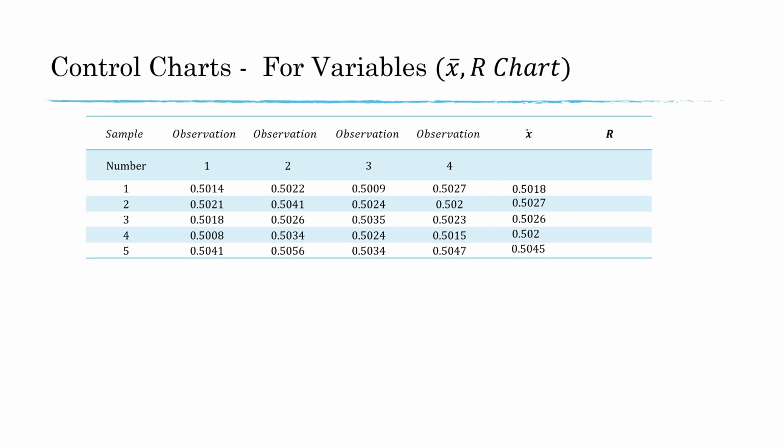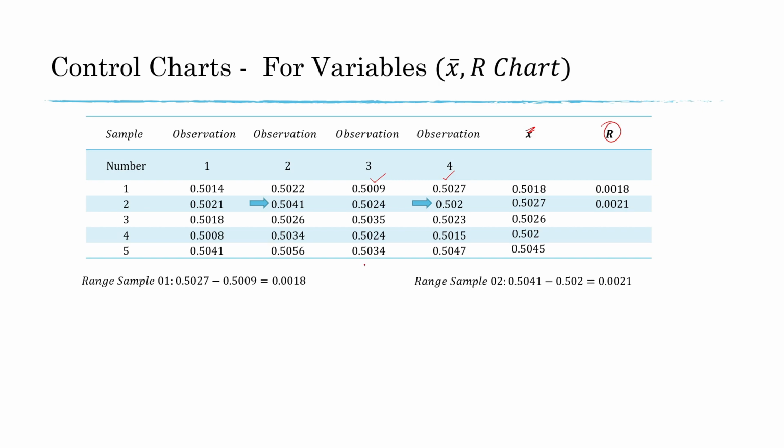We now have the values for X bar. Next, we will calculate the range for each sample. In order to calculate the range, we look at the values in sample 1. We identify the largest value and the smallest value in sample 1 and we find the difference between these two values. So the range for sample 1 is 0.018. Similarly, we can calculate the range for sample 2 and onwards.